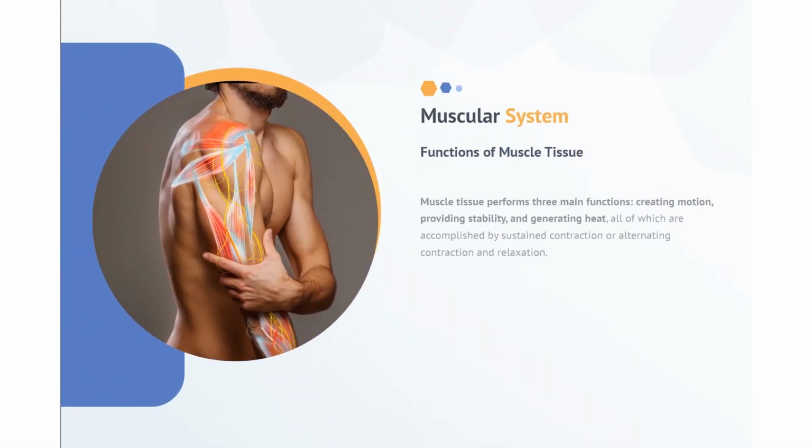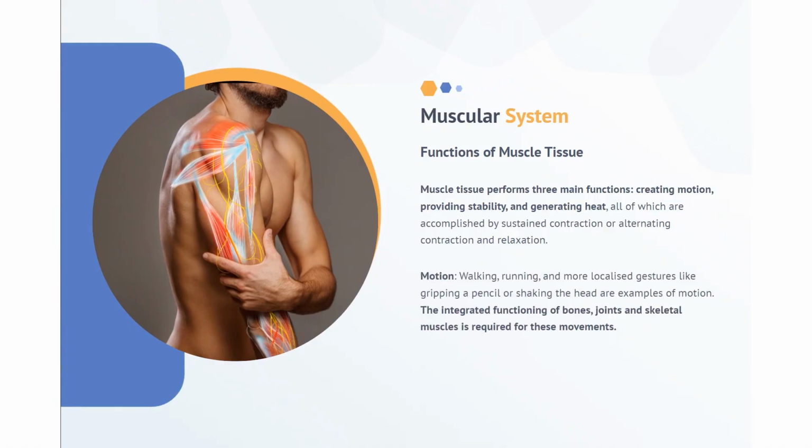Functions of muscle tissue. Muscle tissue performs three main functions: creating motion, providing stability, and generating heat, all of which are accomplished by sustained contraction or alternating contraction and relaxation. Motion. Walking, running, and more localized gestures like gripping a pencil or shaking the head are examples of motion. The integrated functioning of bones, joints, and skeletal muscles is required for these movements.